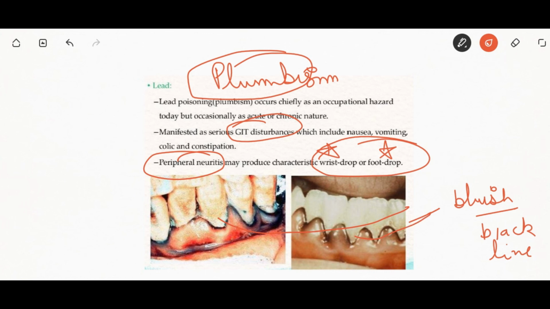The formation of the lead line is similar to that of the bismuth line. So there will be a grey or bluish black line of sulfide pigmentation that occurs in the gingiva. But it is sometimes more diffuse than what is seen in bismuth poisoning. Excessive salivation and metallic taste are also common complaints. The treatment is secondary to the systemic treatment and prognosis.